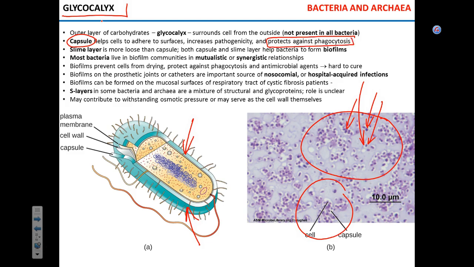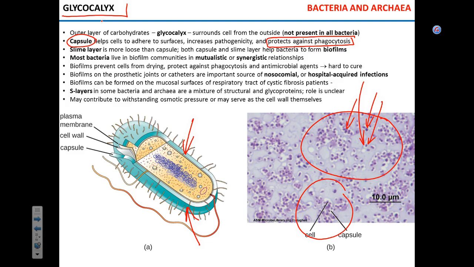First and foremost, phagocytosis is a process in which your immune cells, human immune cells, consume and destroy bacteria. So capsule prevents this from happening, making these bacterial cells more resistant to your immune system. Does that make sense to you?